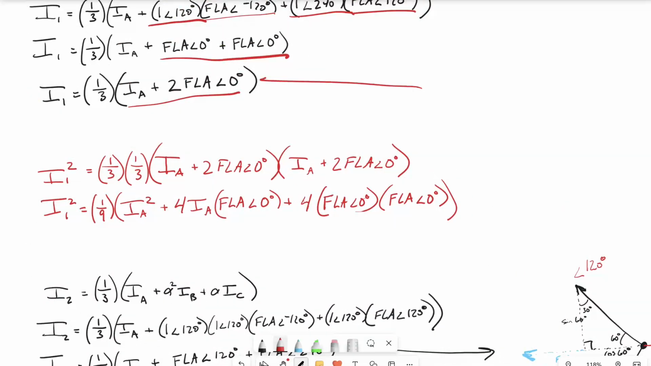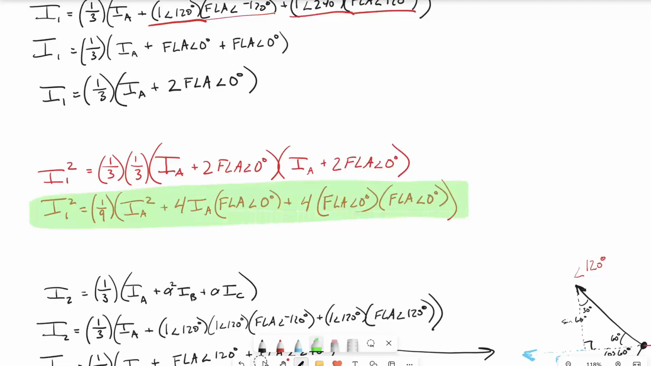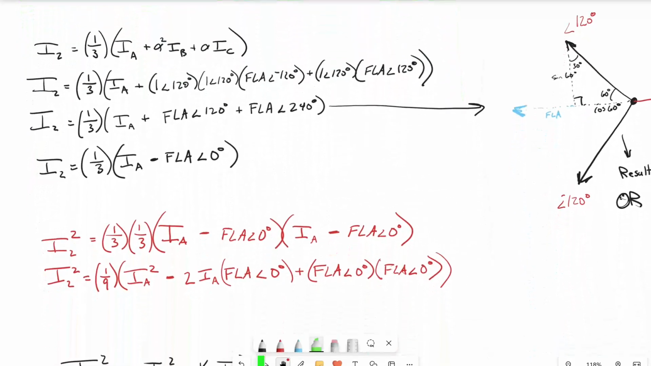This is essentially I1, and then we need I1 squared. So we're going to square all of that, and that's what's here. And yes, it starts to get a little stupid. You'll see it later. This right here is the final, what we're going to use for all of our I1 squared. Now let's do the same thing for I2.